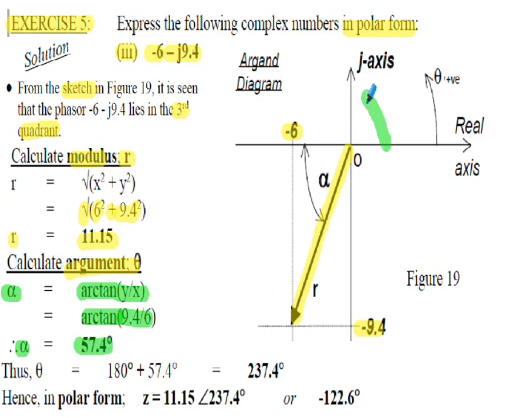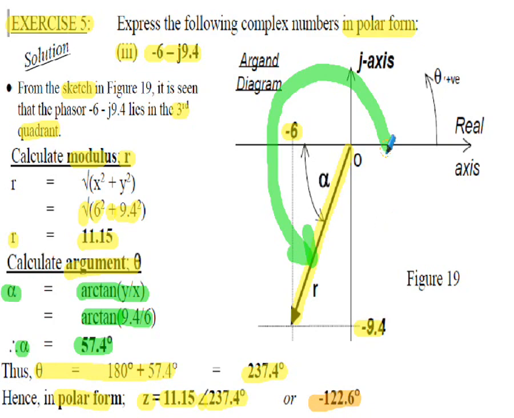So we can clearly see from the Argand diagram the angle theta. In this case we measure positive in this direction, so it means we need to add the 180 degrees to the 57.4 degrees to get angle theta, which is 237.4 degrees. So in polar form we can write the Cartesian complex number of negative 6 minus j9.4 as z equals 11.15 argument 237.4 degrees. Or we could write the argument as negative 122.6 degrees, and that would be measured in this sense here.